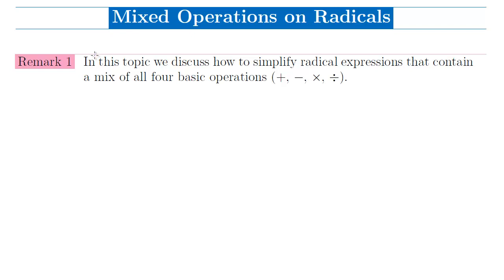In this topic, we're going to continue our discussion about operations on radicals, but now we're going to start mixing our operations. For example, we want to look at how we might simplify something like root 2 times the sum root 5 plus 3 root 2. And there's actually hopefully some intuition here.